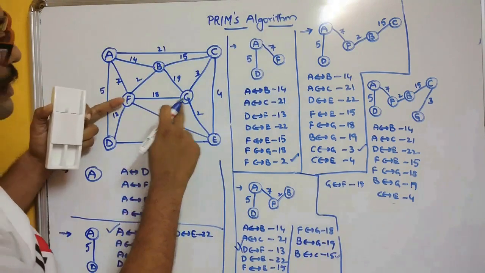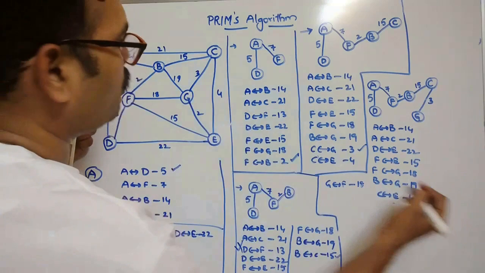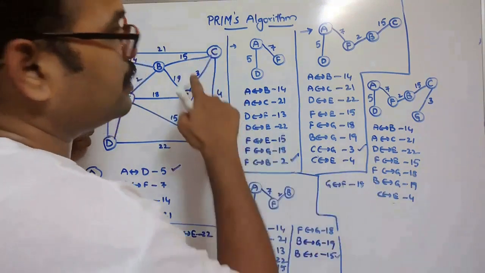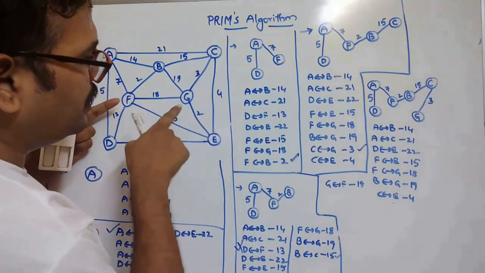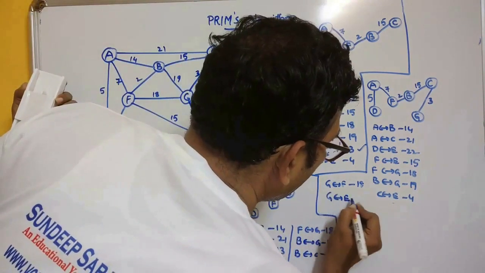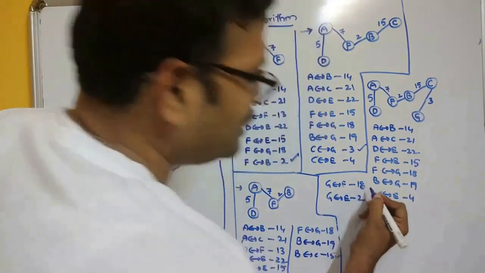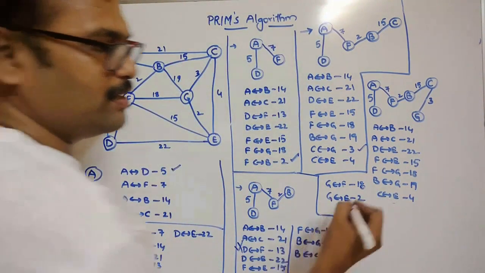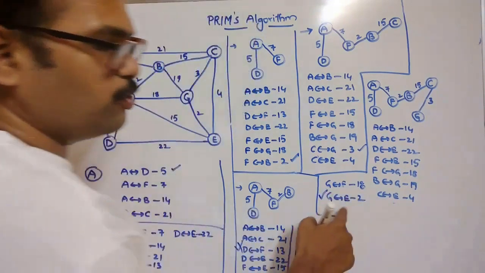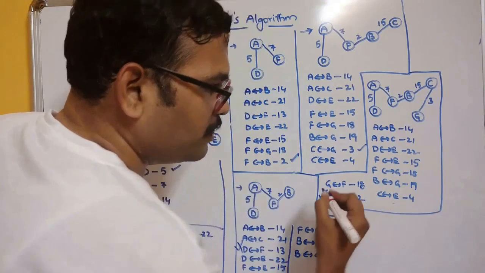Next, G to B. There is considered. We have considered, right? G to C. So we have already constructed the tree. So G to E is 2. G to E is 2. So these are the edges. Among all these things, consider the least. So this one is the least, G to E. Now construct the tree with this one.